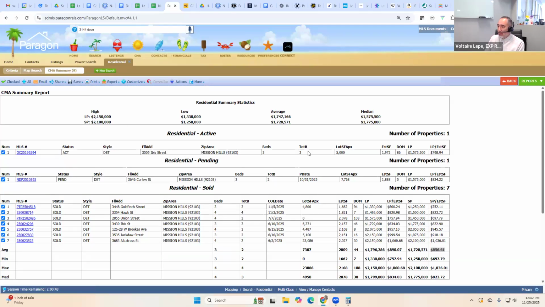There's 1 active, 5,000 square foot lot, 1972 square feet, 86 days on the market, at 798 a square foot. Ours is 752 a square foot, and this one hasn't sold. So this is a big indication that maybe it's not a great deal. But with that being said, average is 856 a square foot. That's what stuff is selling for.